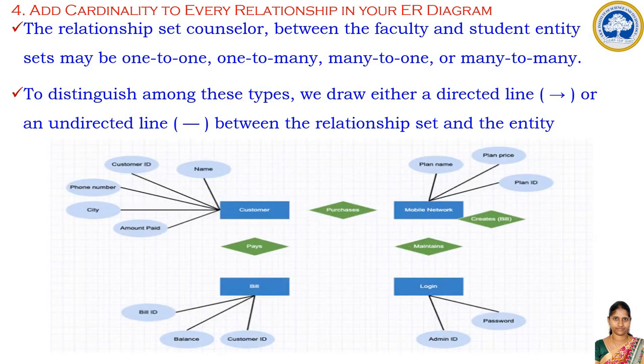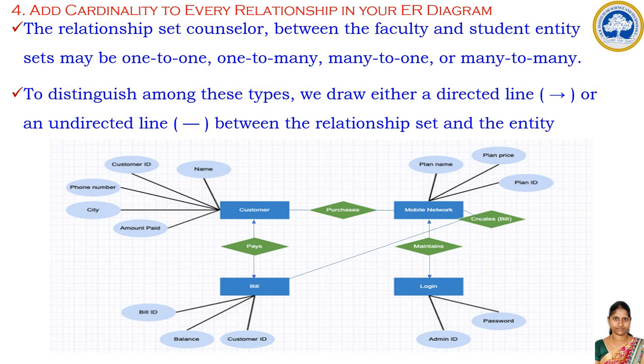Now we can see with our example: a customer may purchase many products or many mobiles, so it is many to many. But a customer may pay a single bill. And obviously, the mobile network maintains the login as a single one. But the mobile network may create n number of bills, many bills. So now we can see the diagrammatic representation of cardinality. One-to-one we mention with the arrowhead, and many is related with the undirected line.